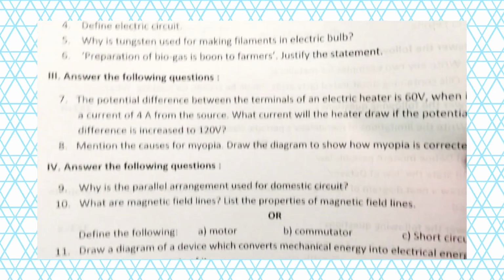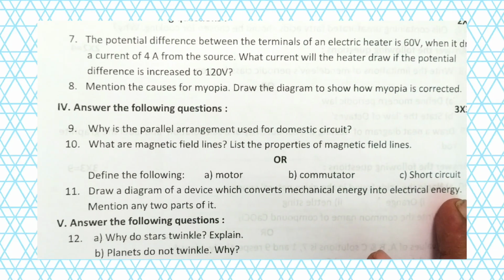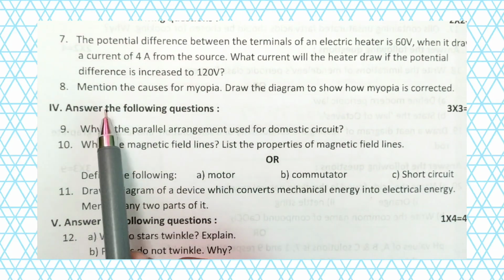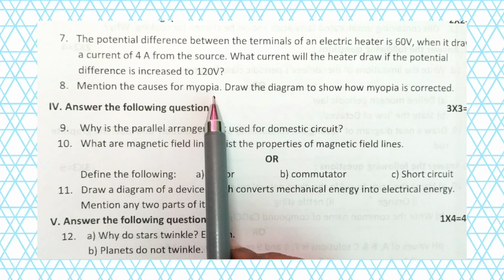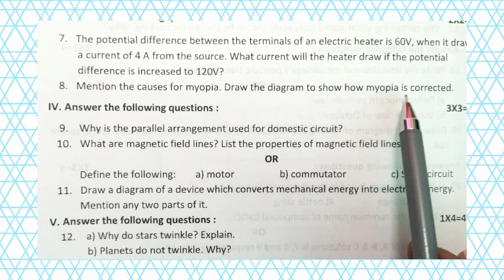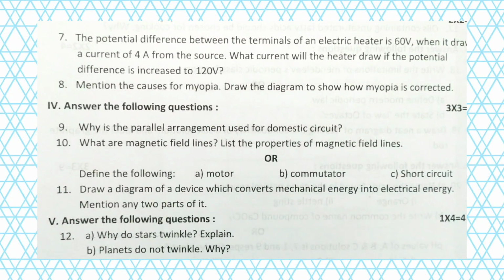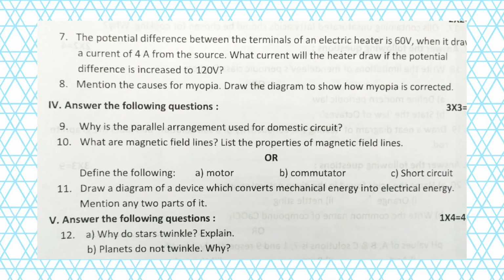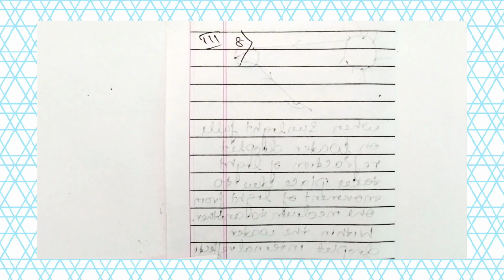Now, let us move to the next question, that is question number 8. In question number 8: mention the causes for myopia, and draw the diagram to show how myopia is corrected. So, let us answer these two questions.